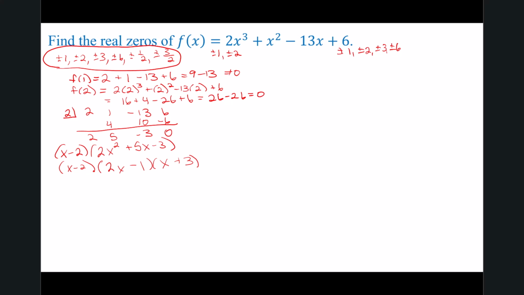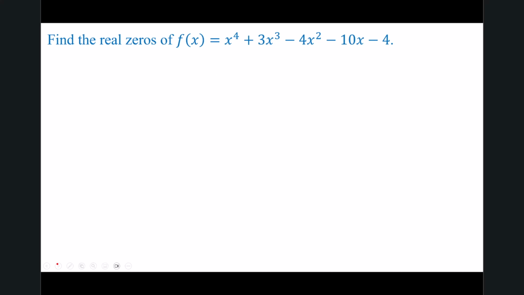If that didn't work, you could use the quadratic formula again, or you could do synthetic division with other possible rational zeros. So our zeros of this function are 2, negative 3, and 1/2. 2x minus 1 is 0 when x is 1/2. So here are the zeros of our function.